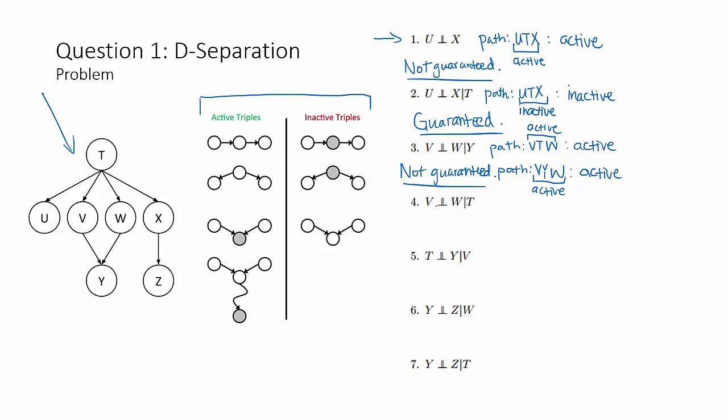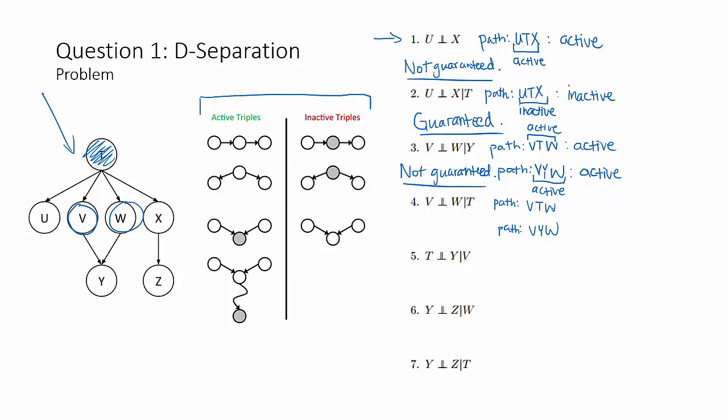The fourth query asks us, are V and W conditionally independent given T? Let's first shade our evidence variable T, and let's look at all the paths between V and W. There are two such paths. They're the exact same paths that we had in part 3, and so let's write that down. We have the first path as VTW and the second path as VYW.